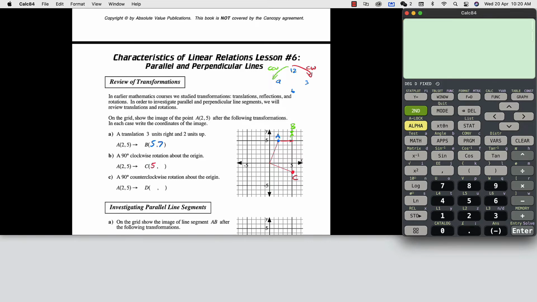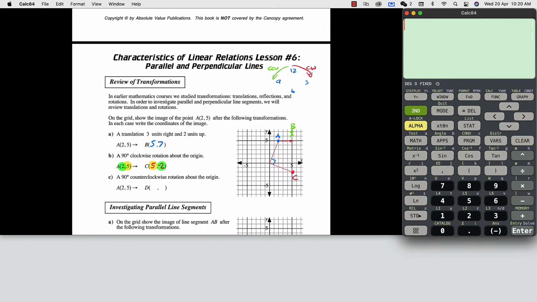-2. Now you can see right here that basically what has happened is the original X became the Y and turned negative, and the original Y became the X and kept its original sign. Okay, and that will form a 90-degree angle right there.